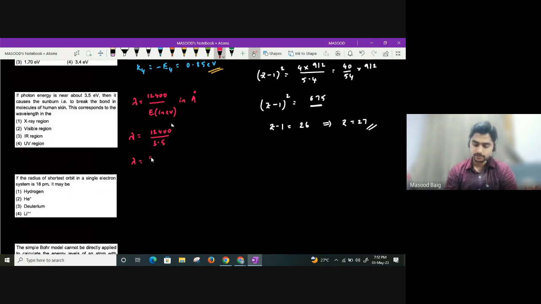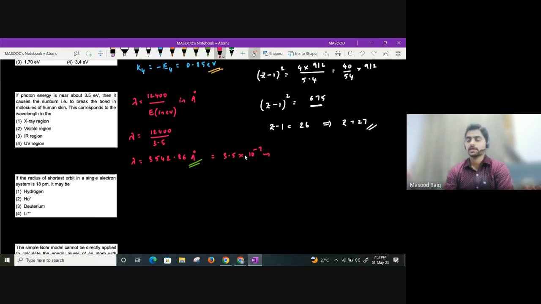You'll get it as 3542 angstrom, 3542.86 angstrom, whatever you're getting. So this wavelength will correspond to how much they are asking. I can write this as 3.5 into 10 power minus 10, that is 10 power minus 7 meters you will get.